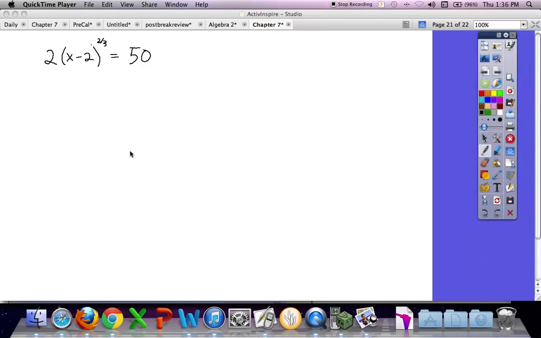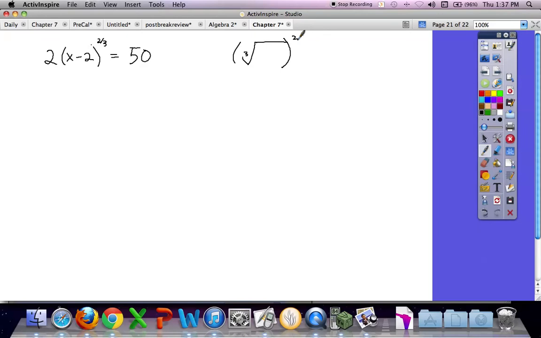This is example 2 on page 386. And we are solving a radical equation again. Notice that you don't see a radical here, but we know that this to the 2/3 power is like saying the third root of something squared. So it really is a radical, even if it doesn't look like it.